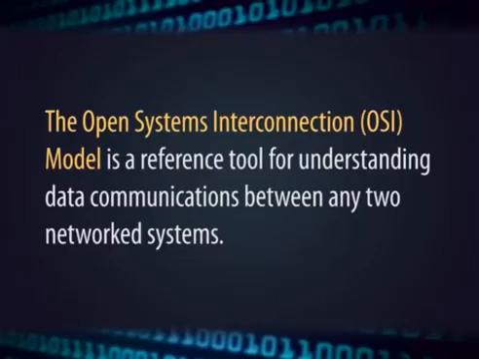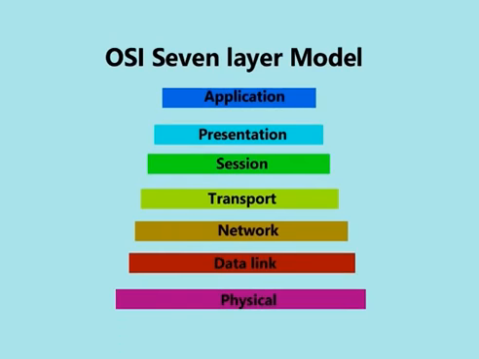The Open Systems Interconnection, that is OSI model, is a reference tool for understanding data communications between any two networked systems. It divides the communications process into 7 layers. Each layer both performs specific functions to support the layers above it and offers services to the layers below it. So, what is an application layer and how is it important for network communication?